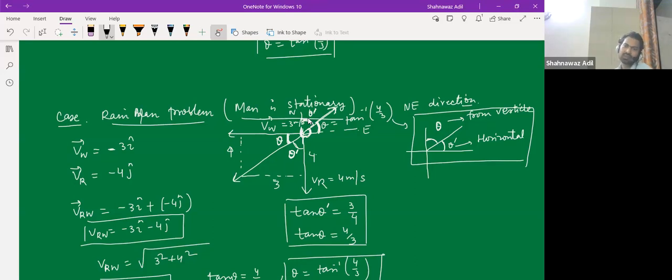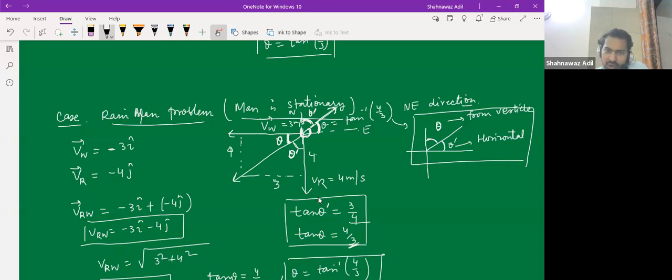Yes. Yes, sir. Clear. So, but why did I write 3 by 4 and 4 by 3 for this case? Can you guys tell me why did I write 3 by 4 and 4 by 3? Because it is taken from horizontal.